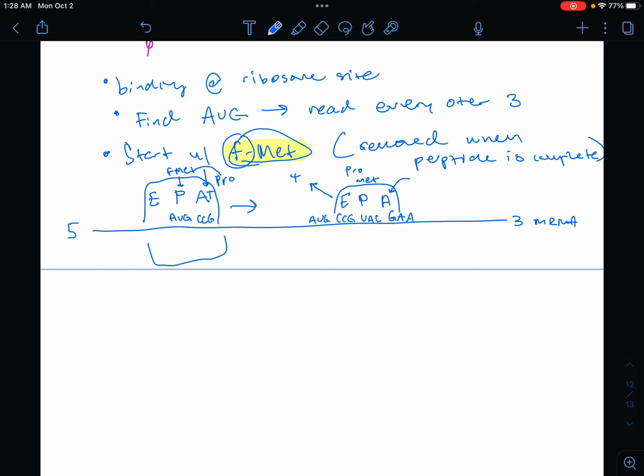Once the ribosome clears initiating sequences, another ribosome can bind. So another ribosome can bind. And this is called a polysome.